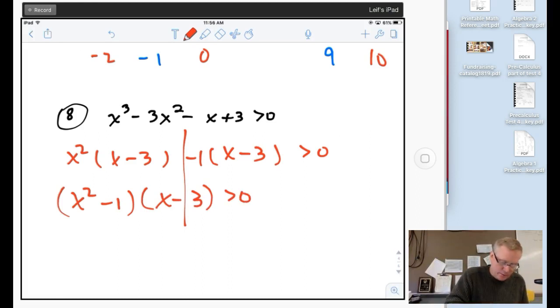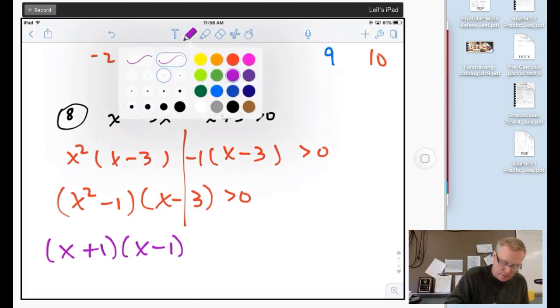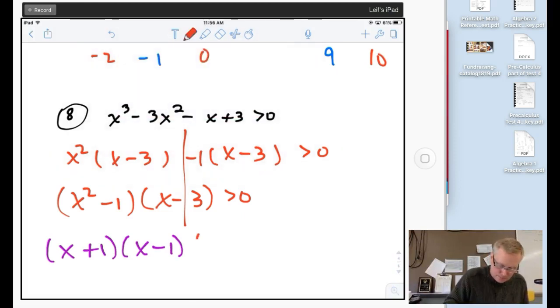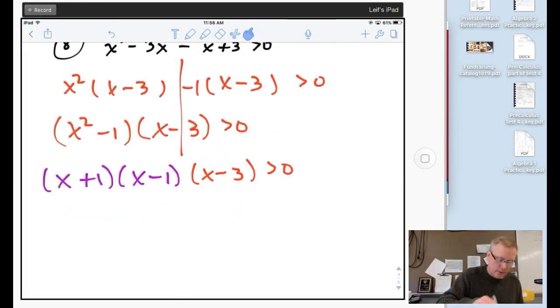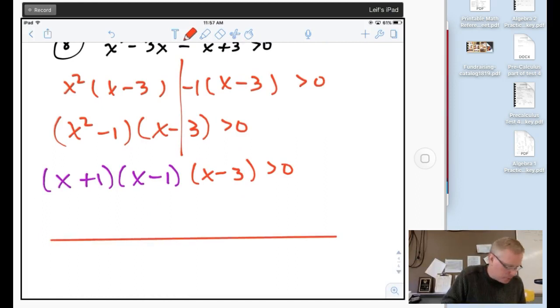Now, x squared minus 1, that can be factored. That's a difference of 2 squares. That's x plus 1 and x minus 1. And then I've still got the x minus 3 as well. Okay, so this one, just got a bigger number line. A couple more numbers to plug in here. So I got negative 1, I got positive 1, and I got 3.